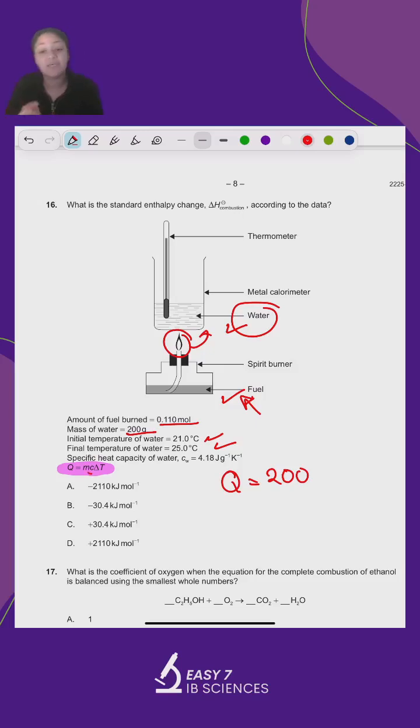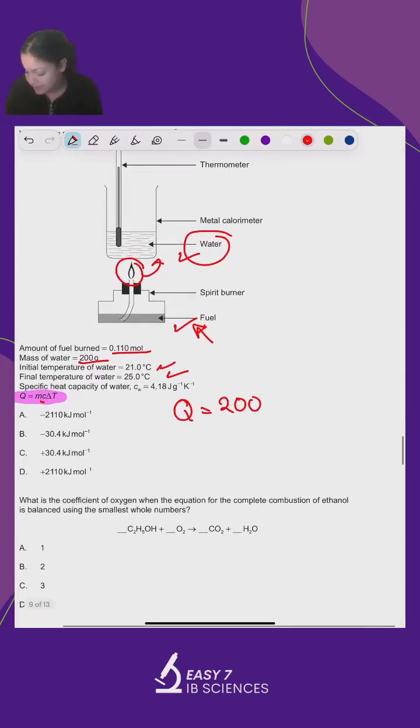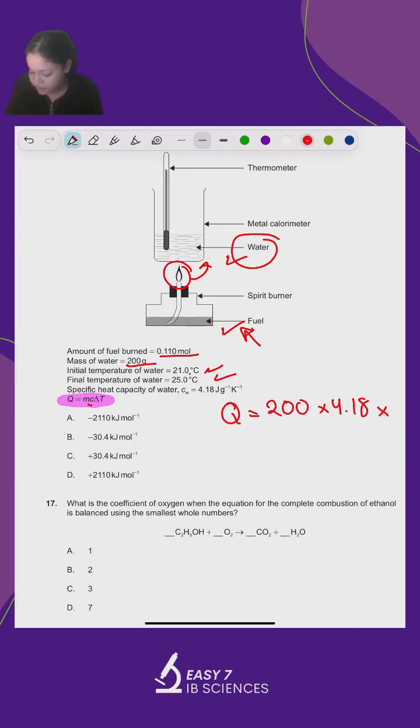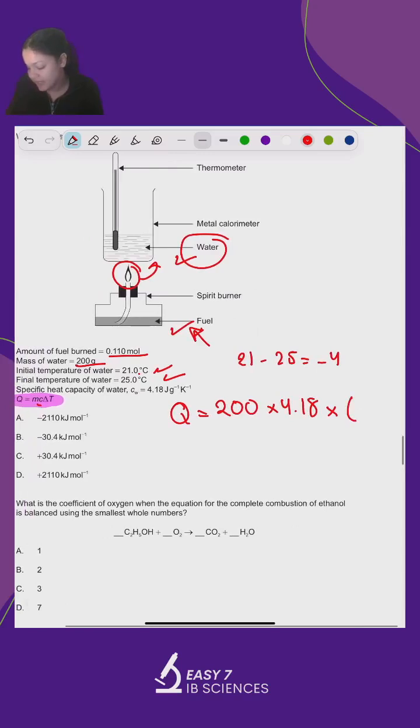C is the specific heat capacity of water, and that's provided to us in the question. So 200 grams times the specific heat capacity, which is 4.18 joules per gram per Kelvin. Great. Times the change in temperature. The initial temperature was 21, the final temperature is 25. So we're going to do 21 minus 25, and that will give us -4. So delta T is -4.